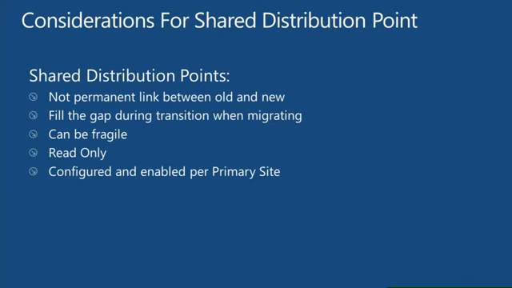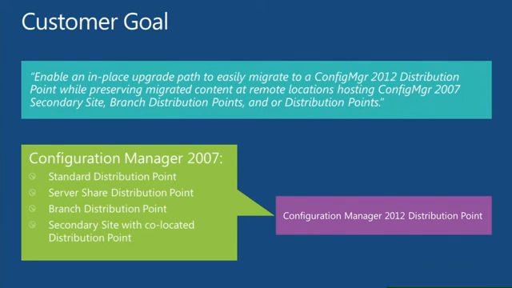And then, as Wally already said, it's configured and enabled per primary site, and it's all the distribution points at the primary site. So if you are using 2,000 BDPs, understand that all those 2,000 BDPs will become shared distribution points. Okay, our customer goal was just make it easy for you guys to migrate, reuse everything we can. Spend a lot of time on that slide.